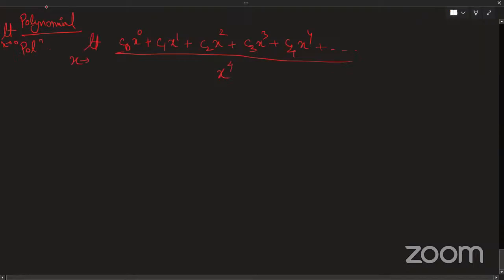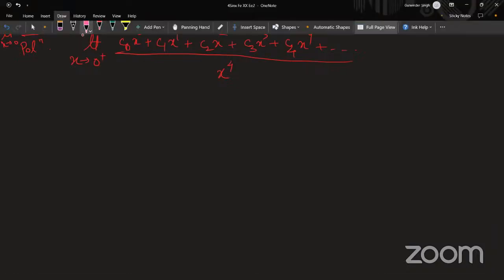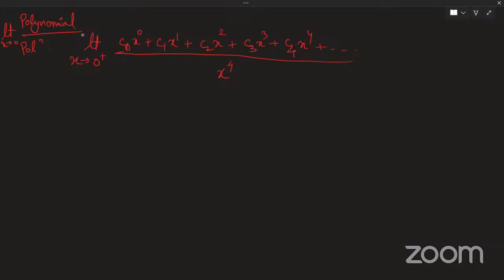Limit x tends to 0 plus, to be more specific. Can you calculate the value of this? Sir, it is 0 by 0. Absolutely correct, 0 by 0. But what will be the value of this thing, the value of the limit?